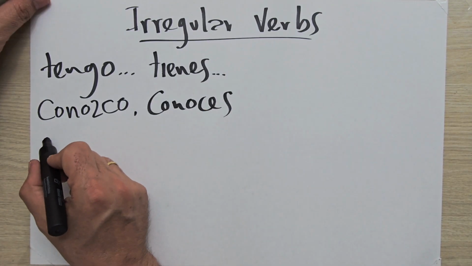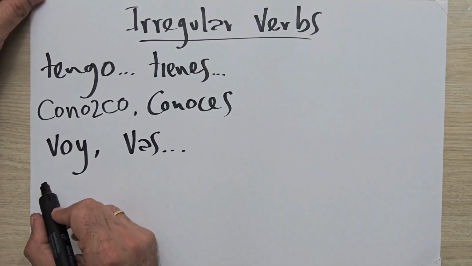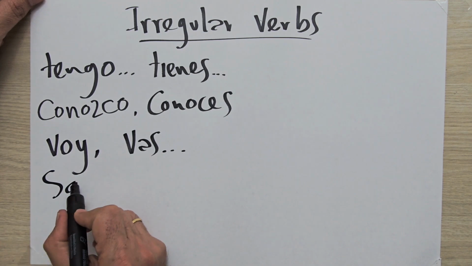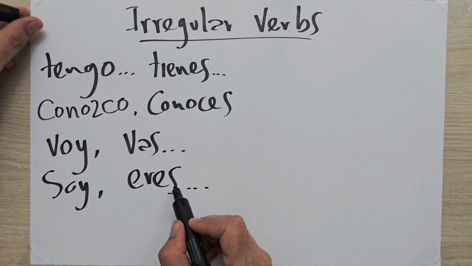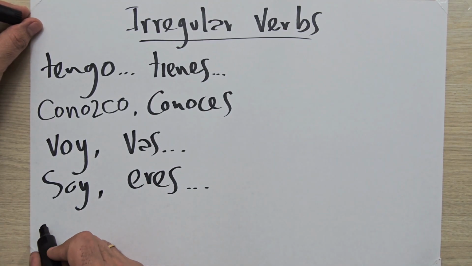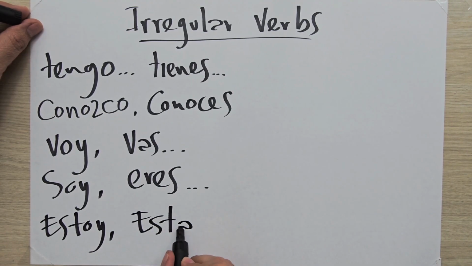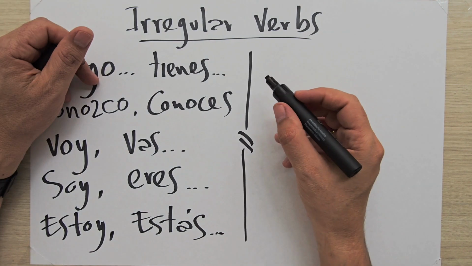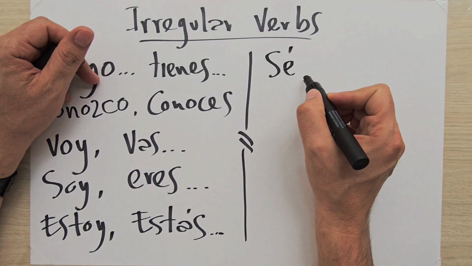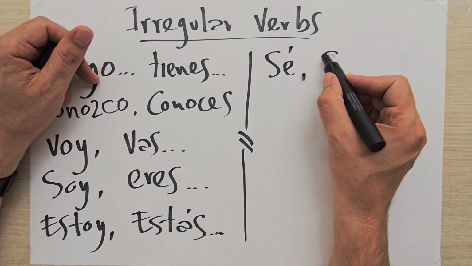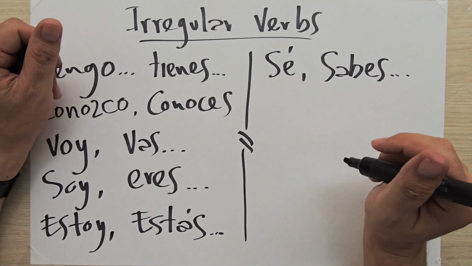The verb ir, voy, I go. Vas, you go. The verb ser, to be, soy, eres. I am, you are. The other verb to be, estar, estoy, estás. Some other important irregular verbs. Saber, to know, sé, I know. Sabes, you know, for knowledge and for abilities.